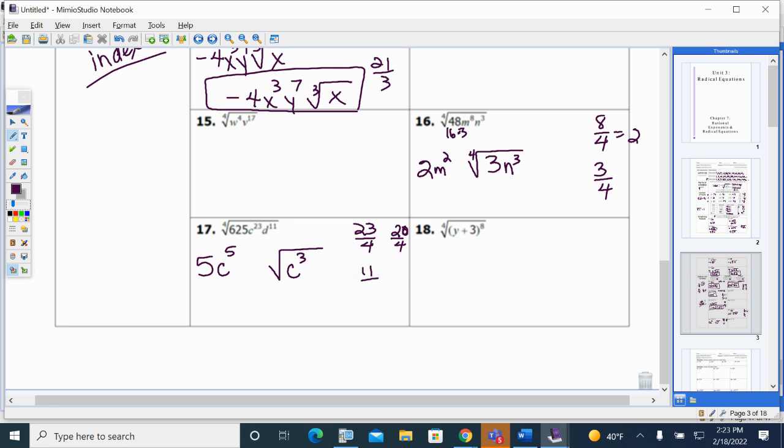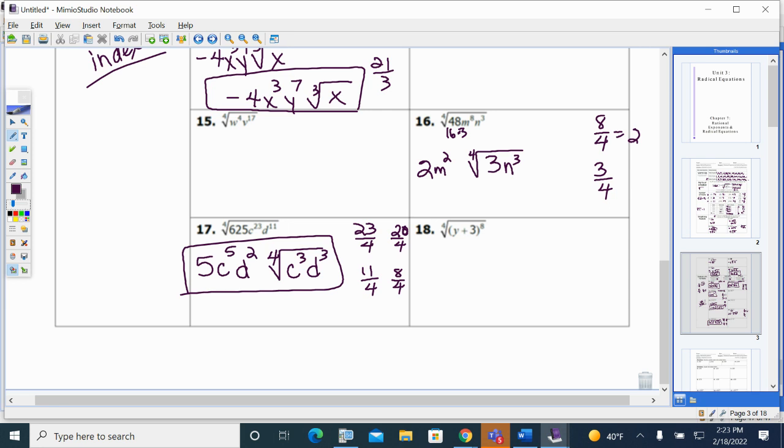11 on the d, 11 divided by 4. Again, that's not going to go evenly. But how many of the 11 would divide evenly by 4? 8 of them. 8 divided by 4 is a 2, leaving me with 3, d to the 3rd on the inside. So the answer on number 17 is 5, c to the 5th, d squared, I forgot my index, times the 4th root of c cubed, d cubed.